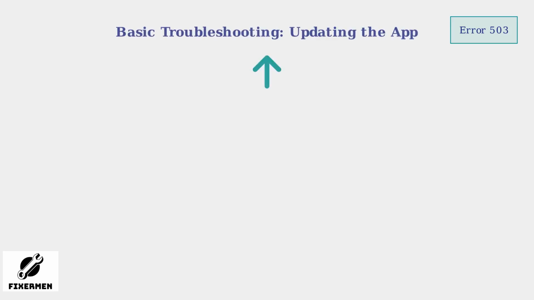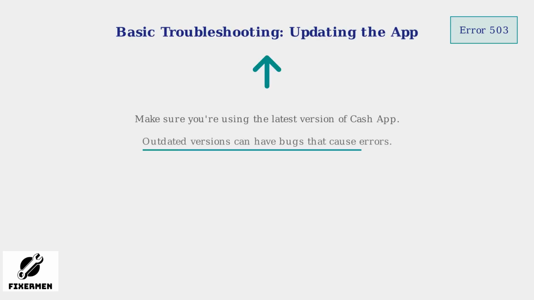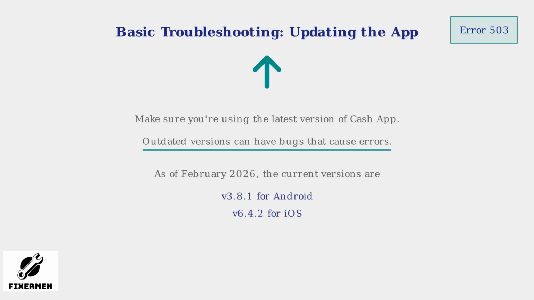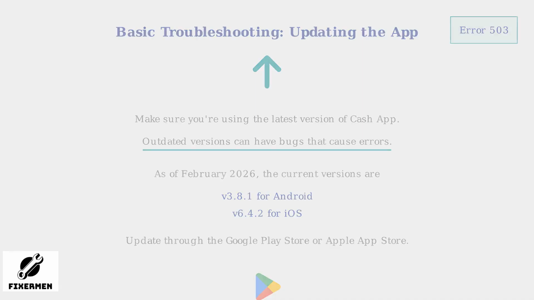Make sure you're using the latest version of Cash App. Outdated versions can have bugs that cause errors. As of February 2026, the current versions are v3.8.1 for Android and v6.4.2 for iOS. Update through the Google Play Store or Apple App Store.